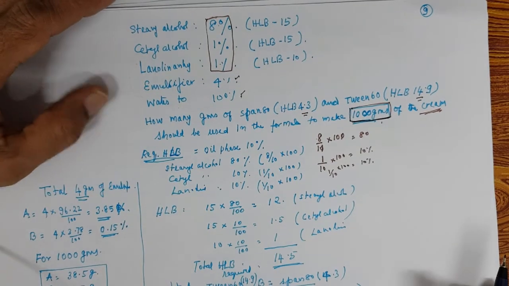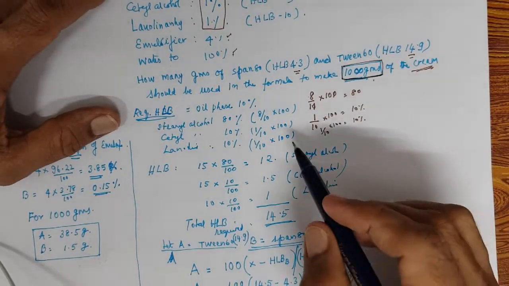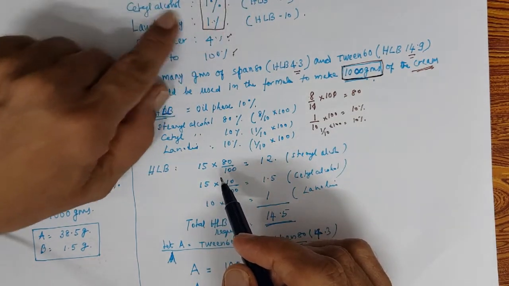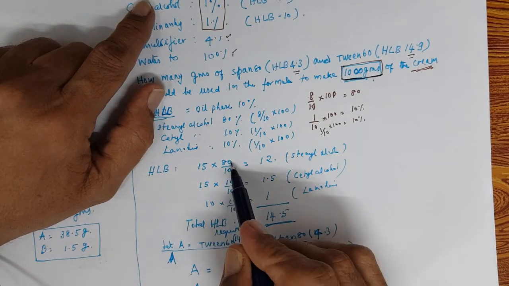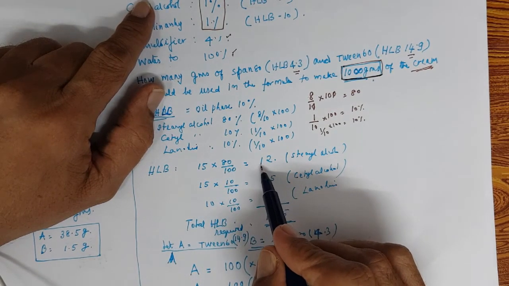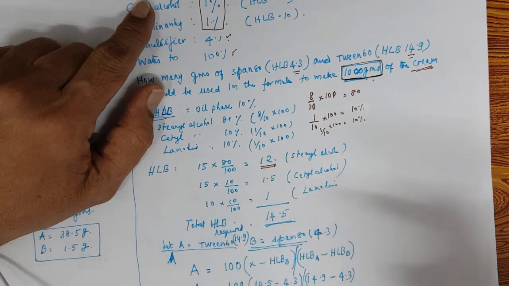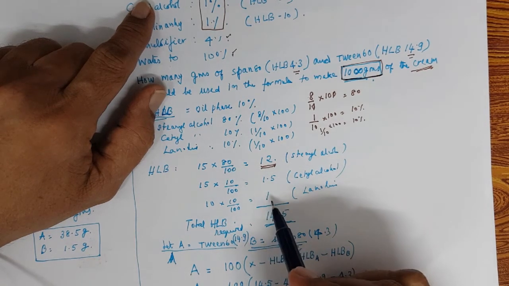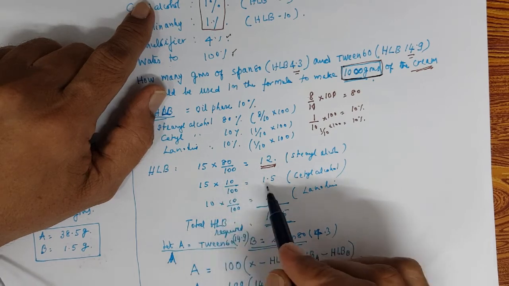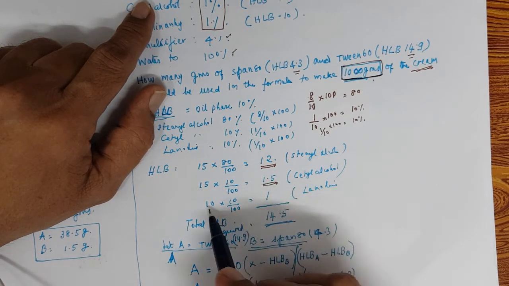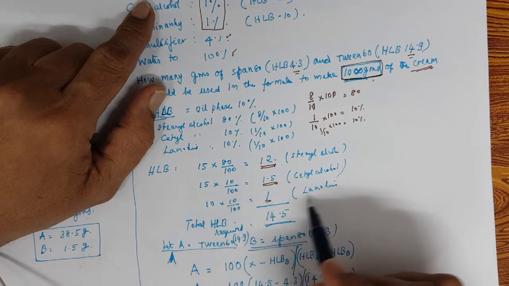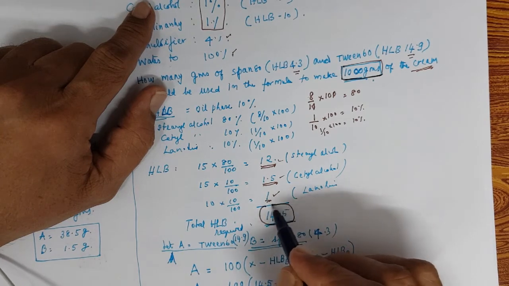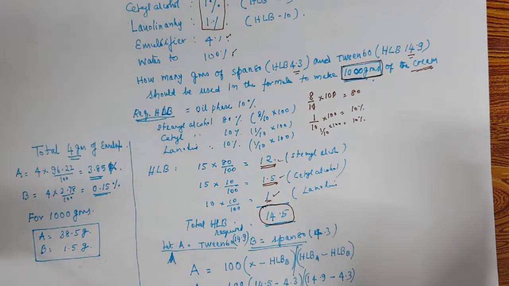So now, when you calculate this, you know the percentage. Then HLB of stearyl alcohol 15, 80% is there, so 12. We need 12 HLB through emulsifier to emulsify stearyl alcohol. Cetyl alcohol same 15 only, so 1.5. And this is lanolin HLB 10, so 1. So total HLB required for that product is 14.5, right?